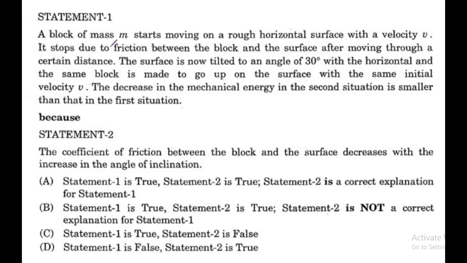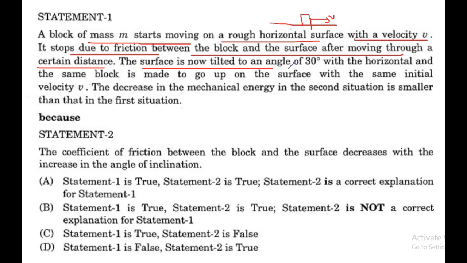Alright, so let's take up another question. Here it is given a block of mass m starts moving on a rough horizontal surface with a velocity v. So this is a surface and this is the block, and this is moving with a velocity v. It stops due to friction between the block and the surface after moving through a certain distance. The surface is now tilted at an angle 30 degrees with the horizontal, and the same block is made to go up on the surface with the same initial velocity.